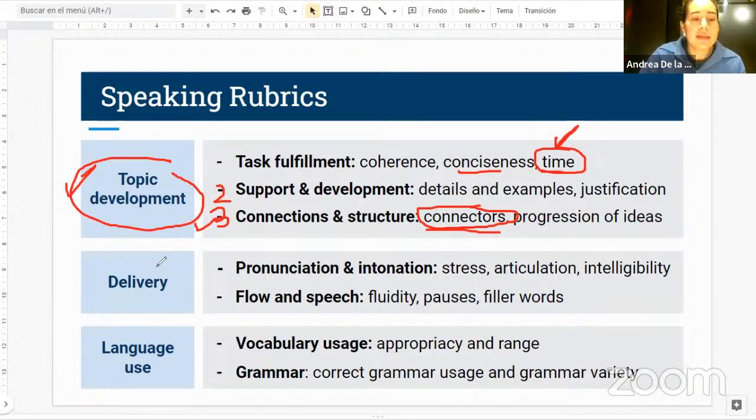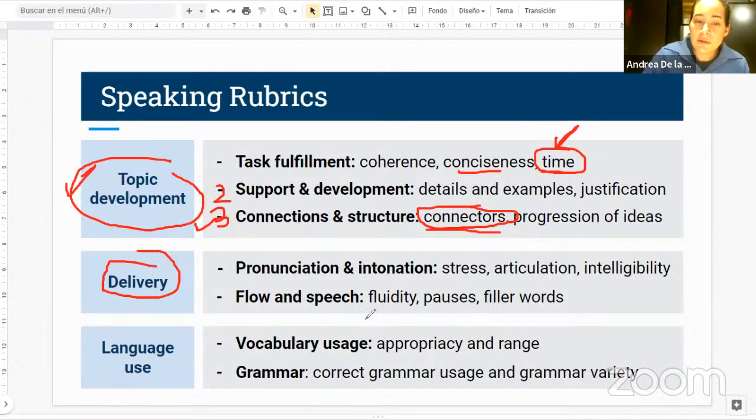Nope. Second one is delivery. And this is what I was telling you, right? This has to do with how you pronounce the words, with your intonation, with how much you stress certain parts, how much you articulate the words, how easy to understand it is what you're saying. So everything that is related to pronunciation, which doesn't mean that you have to speak like a native speaker. It only means that you have to be easy to understand.